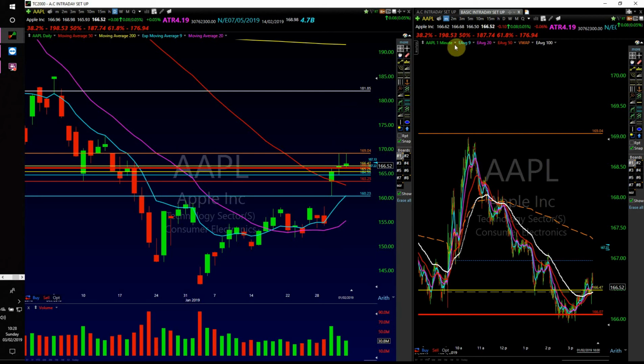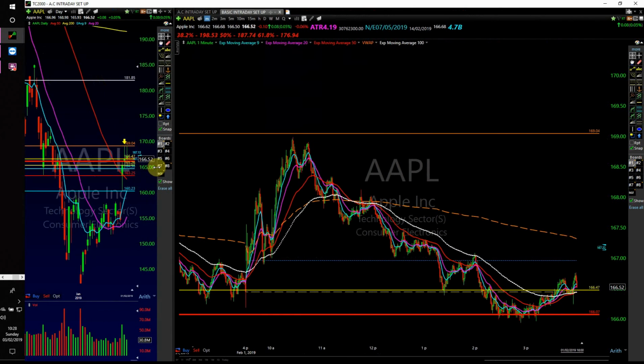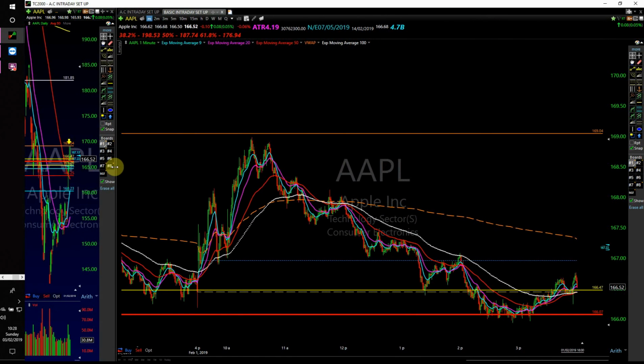Okay, what are we really looking for? We're looking for this. This is what we're looking for. We're looking for this area there to hold. Okay, that's our target, that's our goal. Okay, that's what we're looking for, a push into that area and to short off. So come Friday.